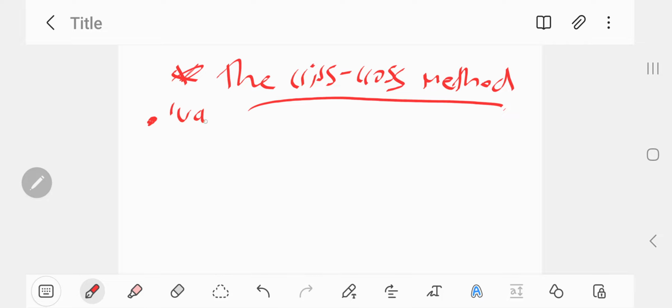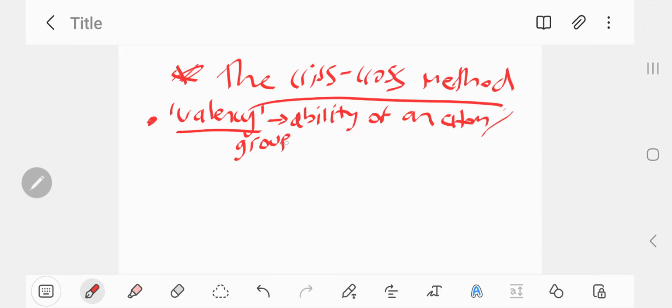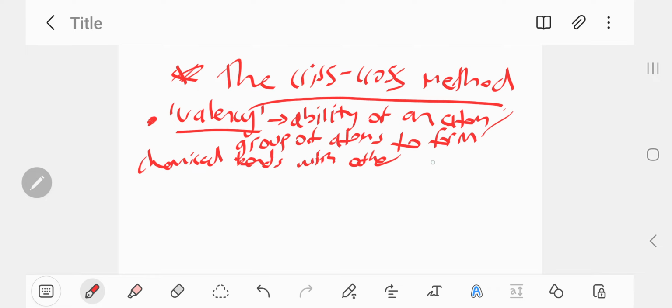Remember that valency is basically the ability of an atom, or a group of atoms, to form chemical bonds with other atoms or groups of atoms. In other words, you can think of it as the bonding ability of an atom or a group of atoms. And just some terminology, some jargon.